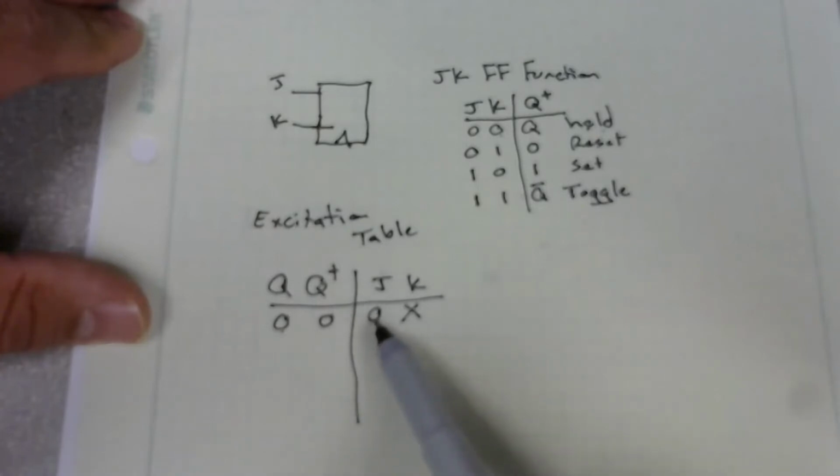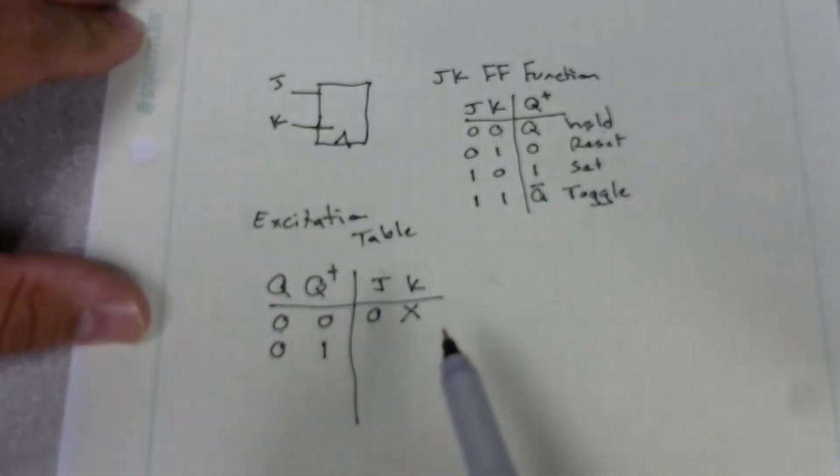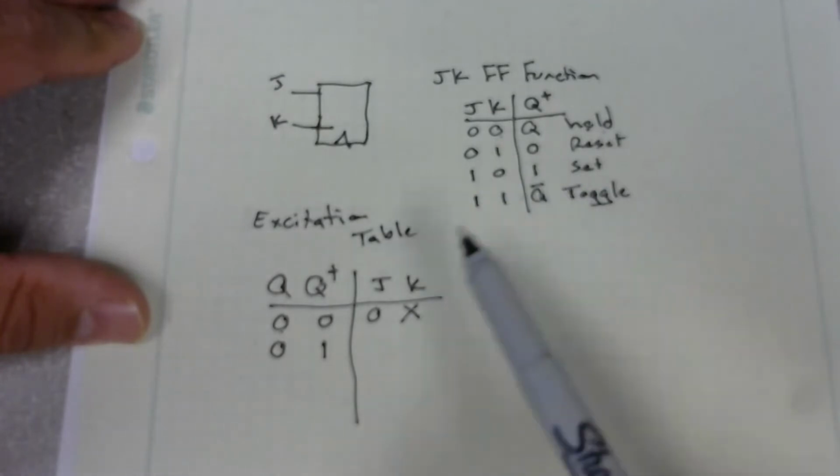You just have to make sure J is a 0, and it doesn't matter what K is going to be. Well, how about if we have a 0, but we want to get a 1? What then? We can look up here and we can say, well, that's a set.